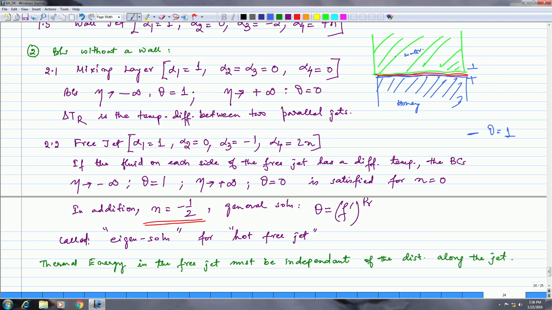Okay. So similarly here, for the free jet, you have several conditions, and yes, well, eigen solution, hot free jet, etc. What I mean by this is that the thermal energy in the free jet must be independent of the distance along the jet. We don't see the energy packet changing as you move along the jet. We don't want that to happen. So we assume that it is independent of the distance that it moves along the jet.